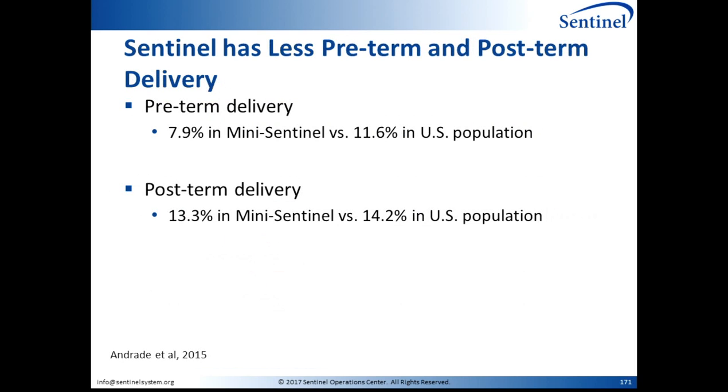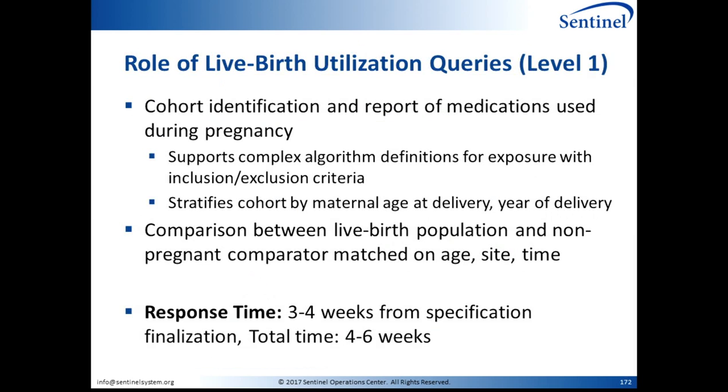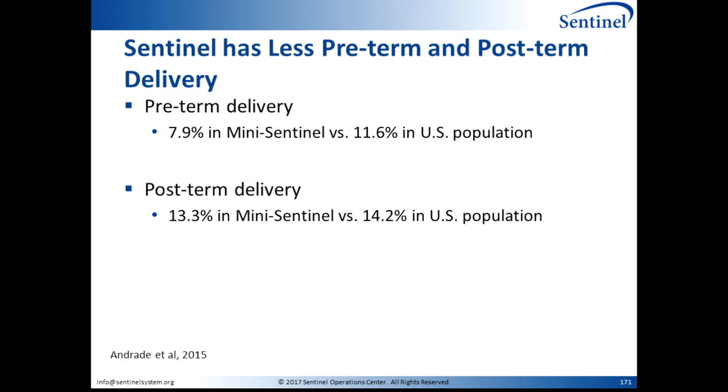We also have less preterm and post-term delivery than the national average. So we're close, but slightly under for post-term. And for preterm, there's a somewhat significant difference, with less preterm delivery in the Mini-Sentinel population, or the Sentinel population, versus the US population.